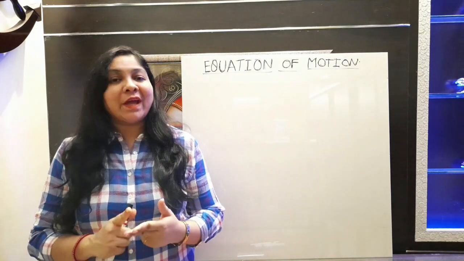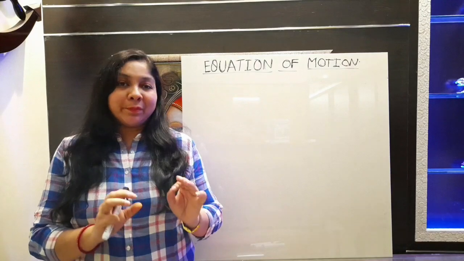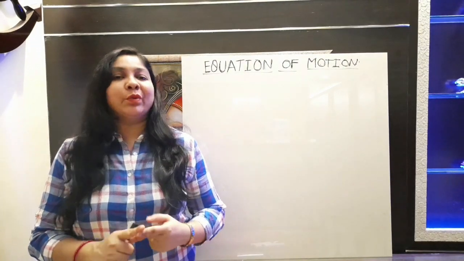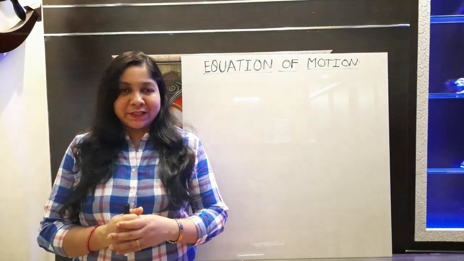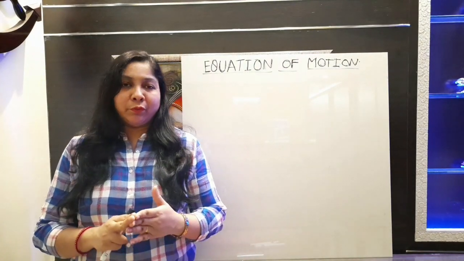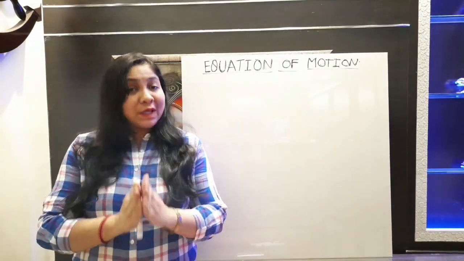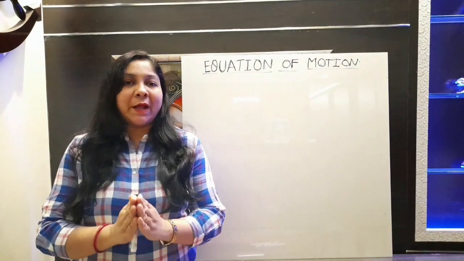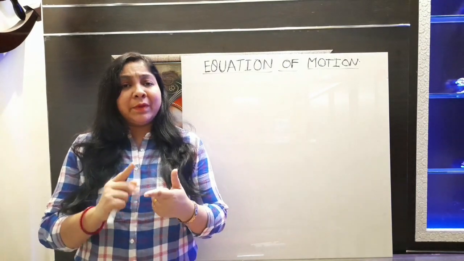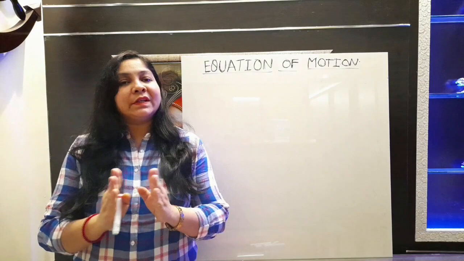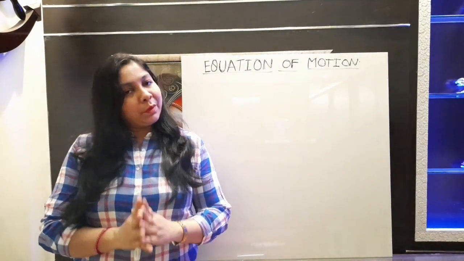Motion, in which we are going to discuss the equations of motion. This is the most important part of this chapter. Before starting this, I first want to say what uniform and non-uniform motion are. As we already know, when a body covers equal distance in equal intervals of time, we say the body is in uniform motion. And if a body covers unequal distance in equal intervals of time, we say that body is in non-uniform motion.